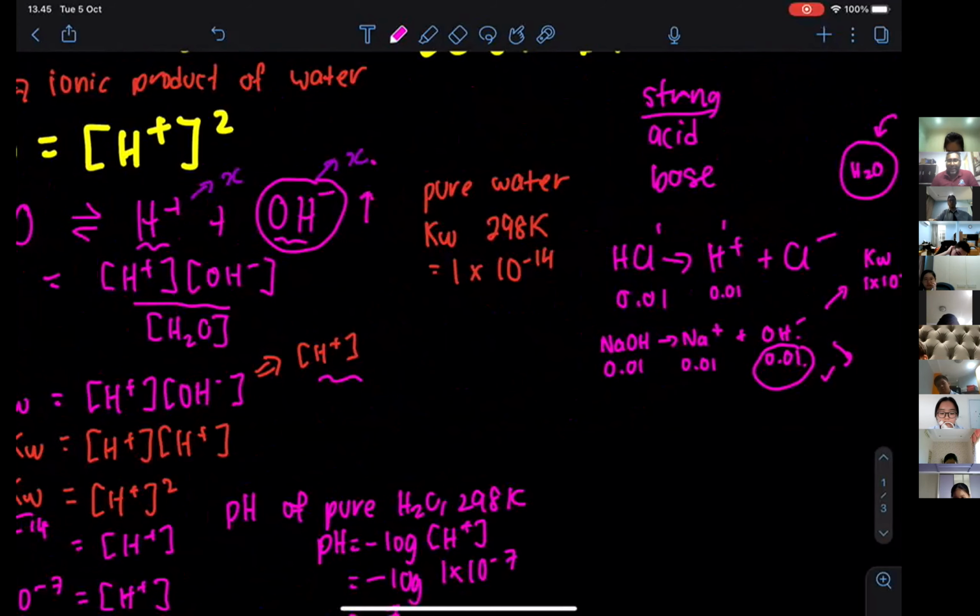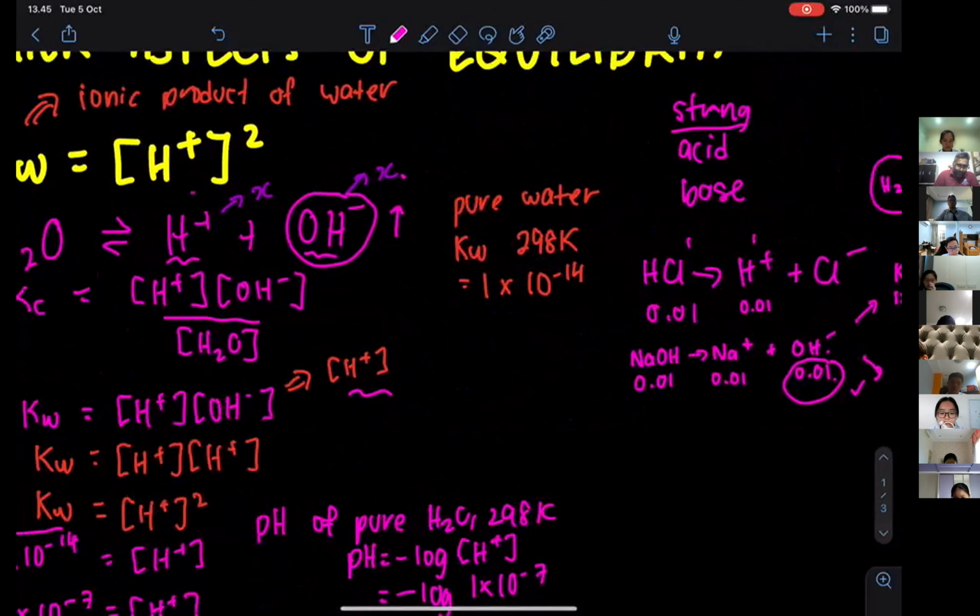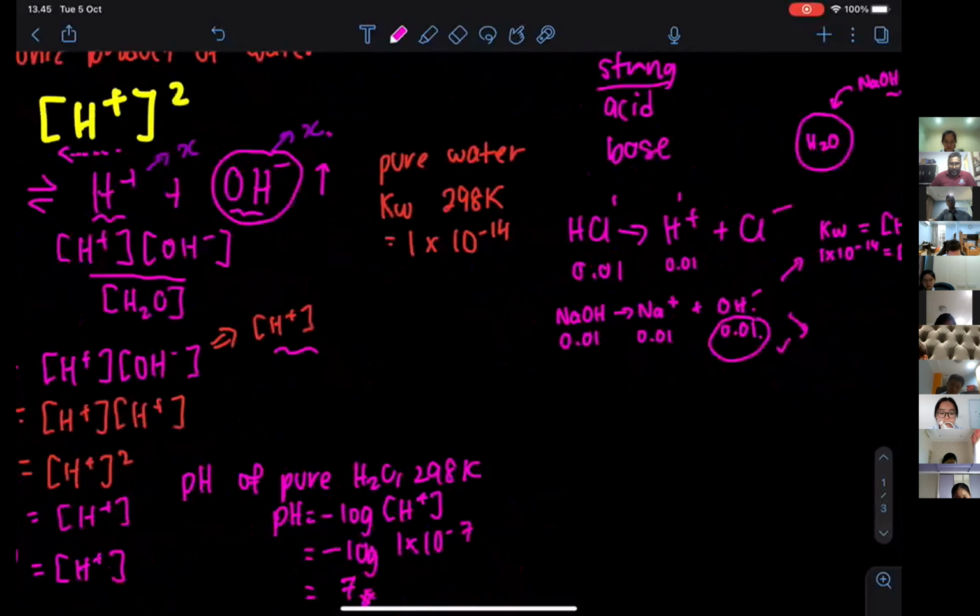Because I'm adding NaOH, and when that is increased, the position of the equilibrium will be shifted to the left. This will actually re-establish a new equilibrium. Because the concentration changes, Kw remains the same. So basically, the system readjusts so that you are going to have a different value of H plus. So we can calculate that H plus.